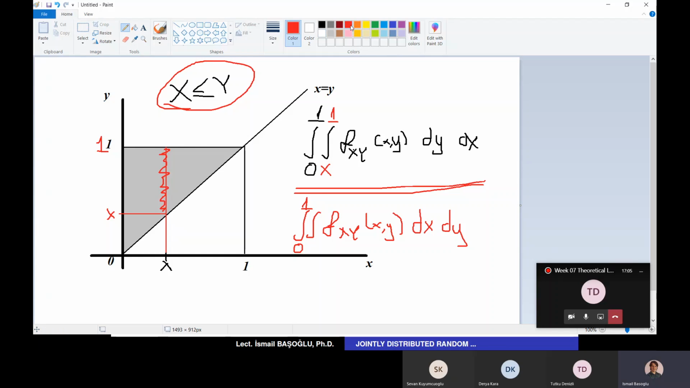Now, let's just say for a given value of y here, what are the possible values that x can take on? The possible values that x can take on are from 0 to y. So x is supposed to be less than or equal to y. For any fixed value of y in the outer integral, the inner integral should be from 0 to y here. So in both ways, if you calculate that integral or that integral, you are going to end up with this probability.